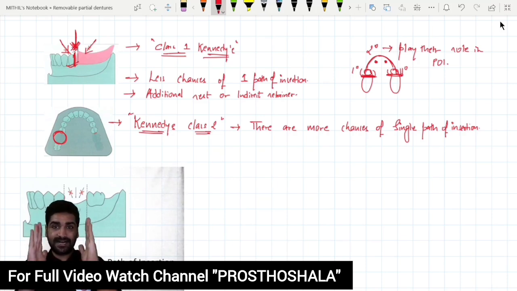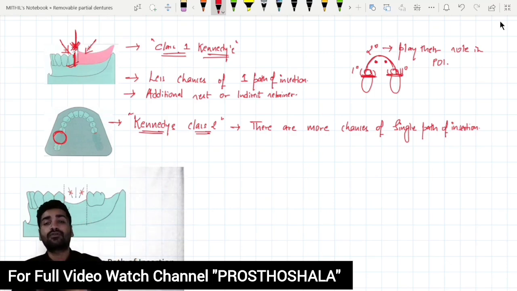So we can create a parallel path on either side, like on the modification area, so that at least that area is restricted to one single path where the prosthesis can move and be placed, right? So on one side, if you have that feature, you can still restrict your prosthesis to a single path of insertion in Kennedy's class 2 also. But if this modification space is not present, again you need to apply the principles of class 1.